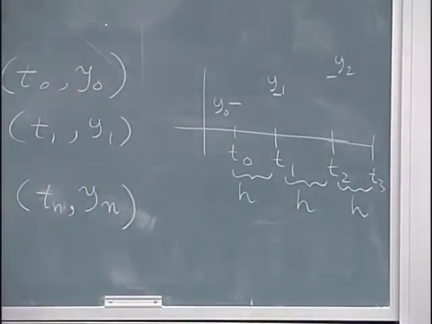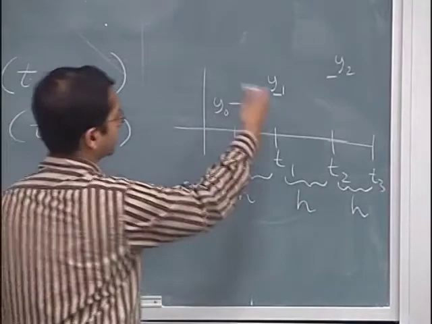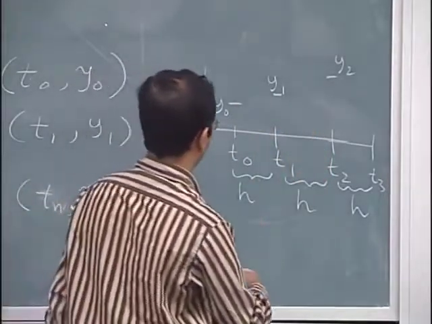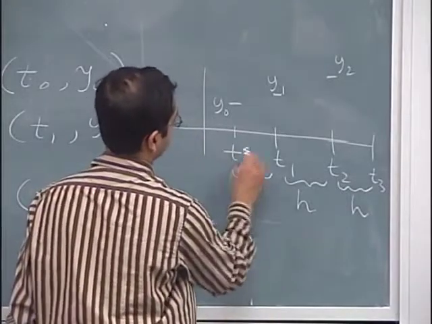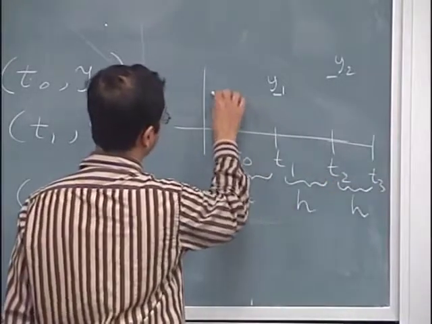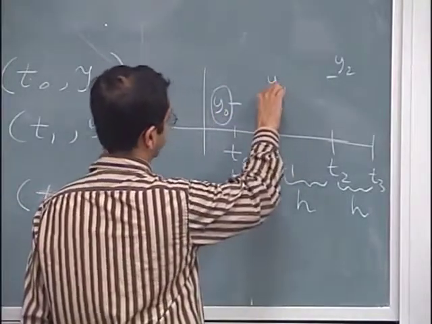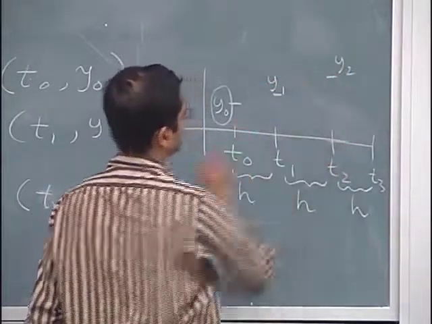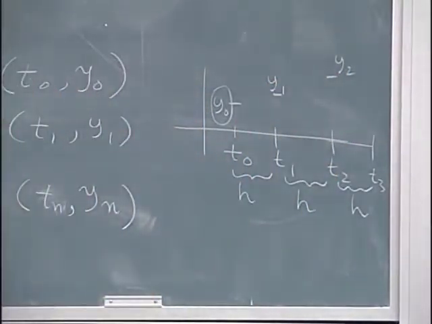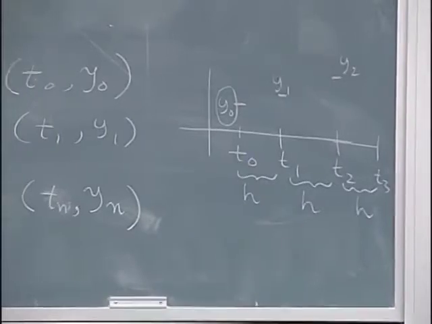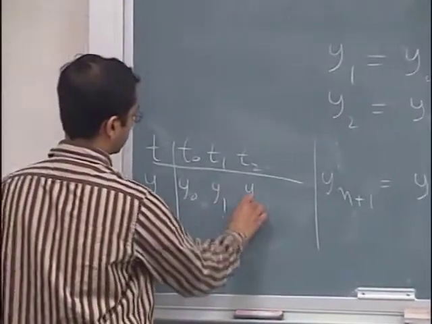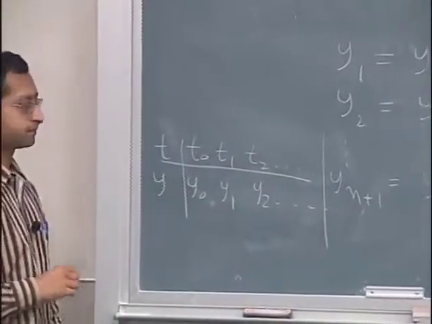It doesn't have to be that way. It depends on the solution. It could potentially decrease. It could oscillate. Anything can happen. But the thing is, you have different time points, and you start with initial y0, and you go one jump in time, calculate your y value. Jump in time, calculate your y value. So that's the idea. So what you are going to get at the end is a table: time t0, t1, t2, like this, and then your y value, y0, y1, y2, like that.